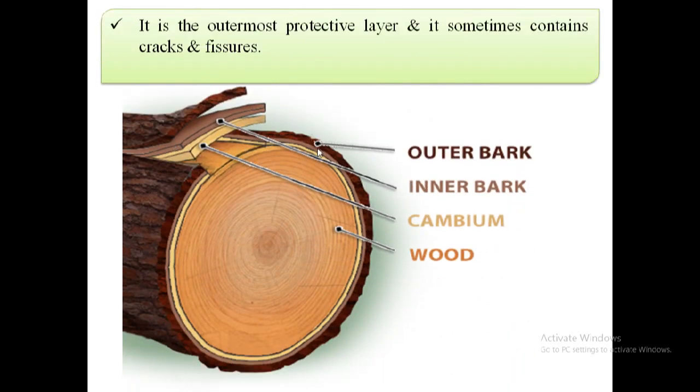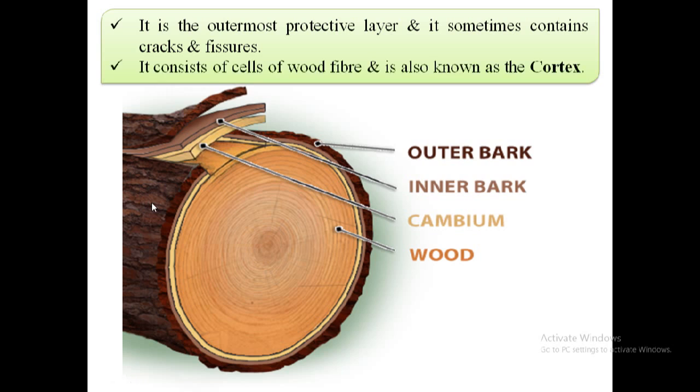In this image we can see this is the outer bark, and this outer bark is the outermost protective layer, and it sometimes contains cracks and features as shown in this image. This outer bark consists of cells of wood fiber, and it is also known as the cortex.